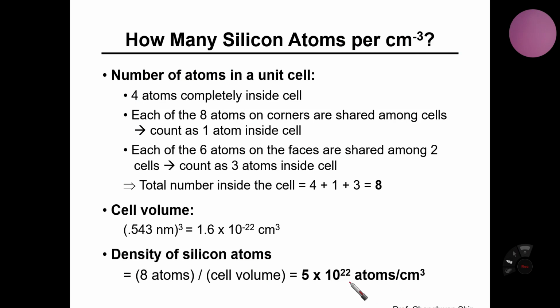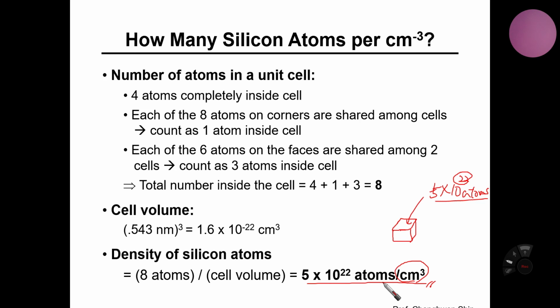So now let's imagine how densely the silicon atoms exist in a cubic centimeter. You know how small 1 cubic centimeter is. Maybe if I draw it, 1 centimeter like that. So in this cubic cell, 5 times 10 to the 22 atoms are there. It's a huge number.